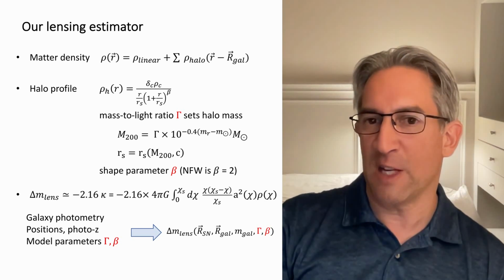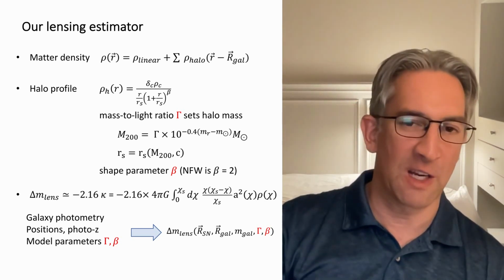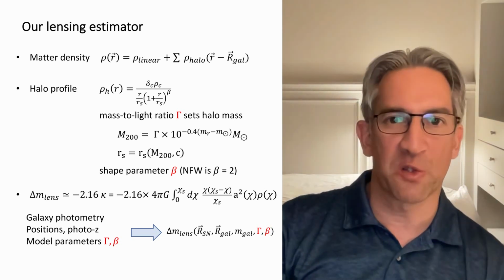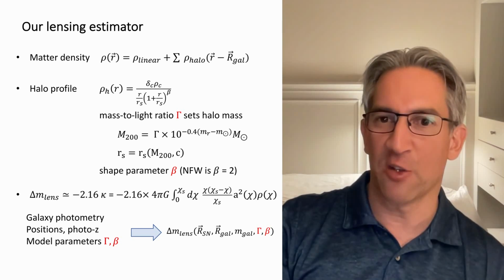Now, the standard NFW profile, which a lot of simulations predict is what dark matter halos should look like, is beta equals 2 in our model. But we're going to let the data decide, rather than simulations.